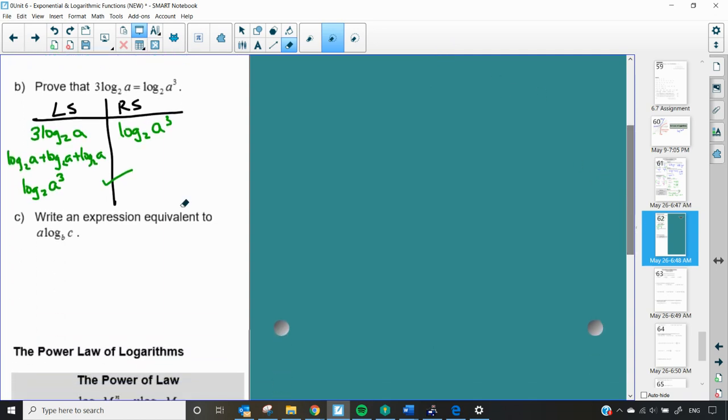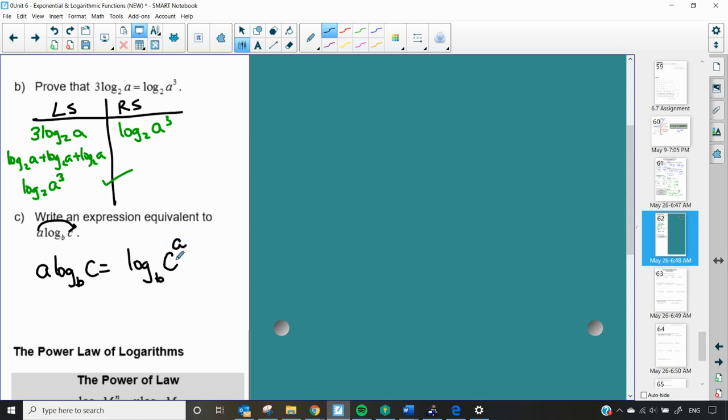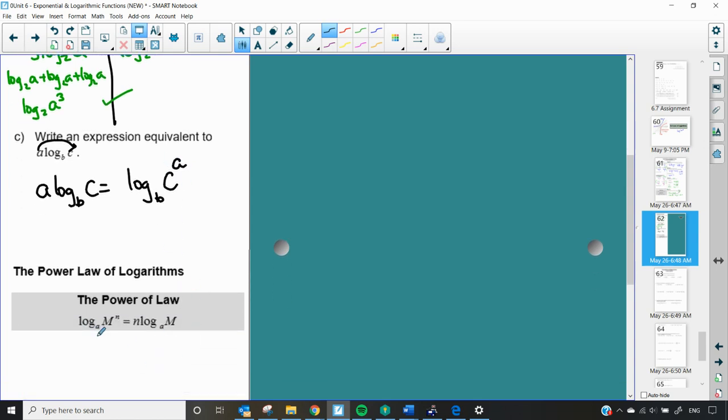All right. Now our next step asks us to write an expression equivalent to a log base b of c. Well, using what we've learned already, the a value can come forward. So a log base b of c can be written as log base b of c to the exponent a. And that's essentially our power law. So the log base a of m to the exponent n is the same as n times log base a of m. So essentially our n will come forward. Let's take a look at a few more examples here.